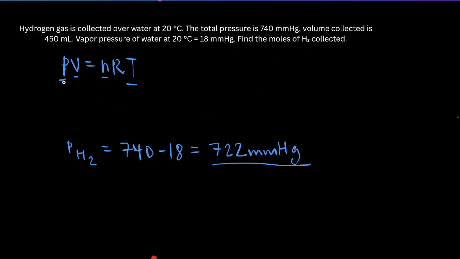We have pressure, and we have our volume given as 450 milliliters. We know what R is, and we have our temperature. We know that this is occurring at 20 degrees Celsius. By isolating for N, which in PV equals nRT stands for our moles, we get N equals PV over RT. This is what we're going to use to figure out the moles of hydrogen gas that has been collected.